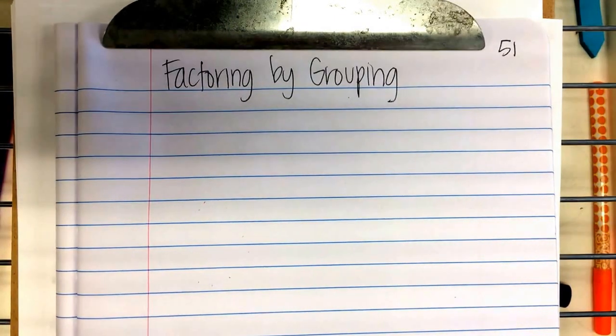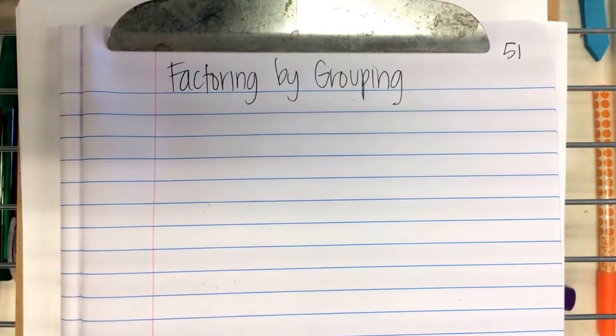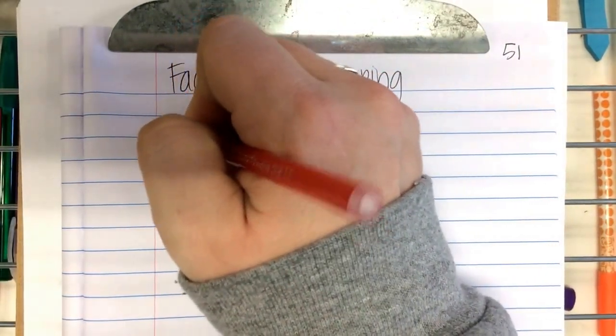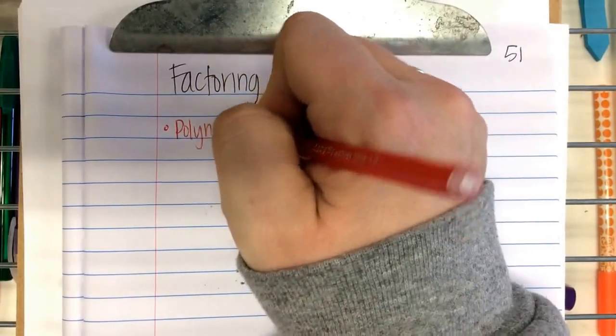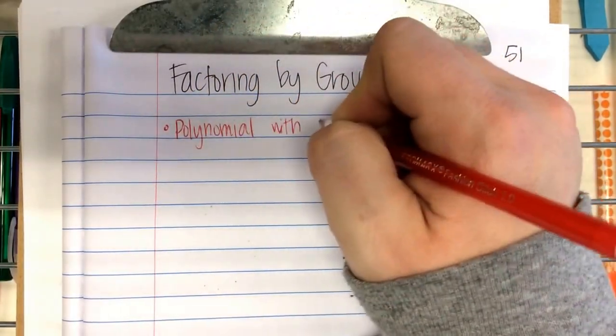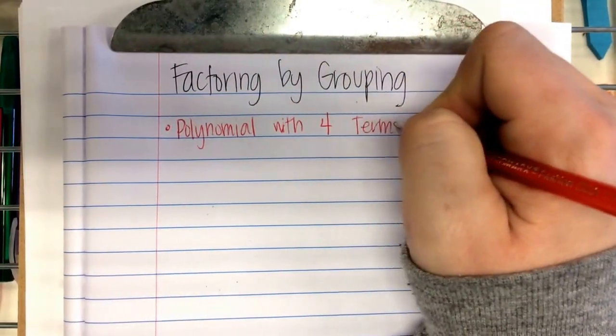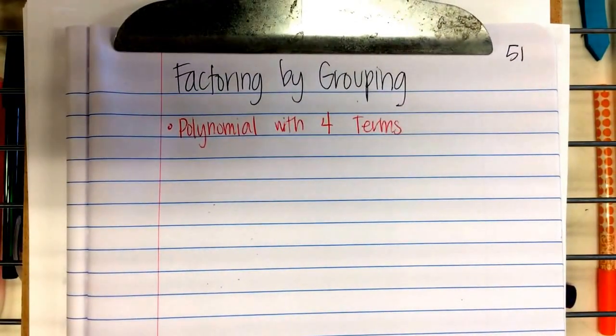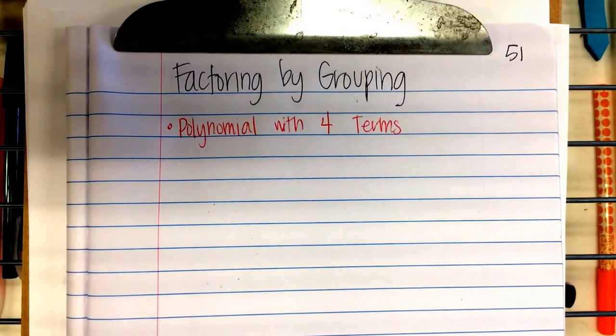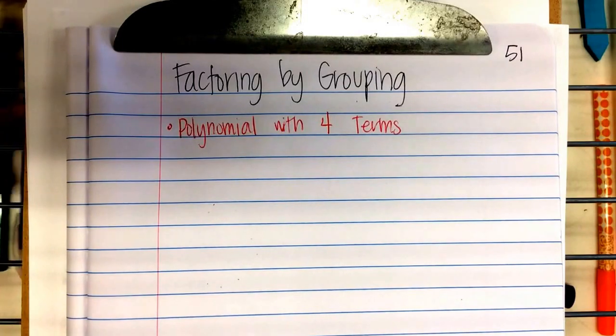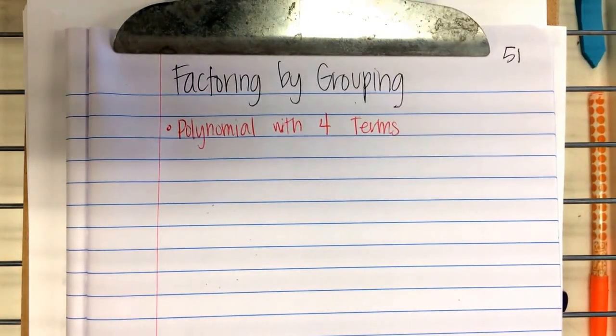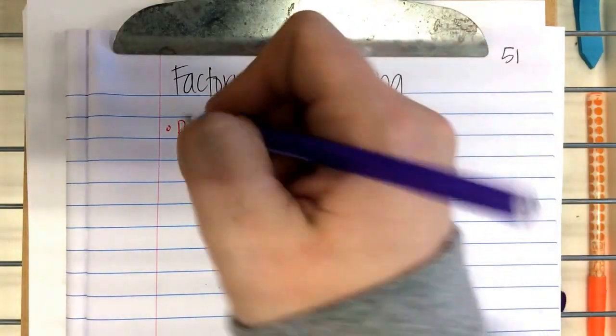So factoring by grouping is something that's done when you have a polynomial with 4 terms. Every time you factor by grouping, you are going to see a polynomial with 4 terms. And they range from really obvious, easy, to a little bit more difficult. So you have a polynomial with 4 terms.